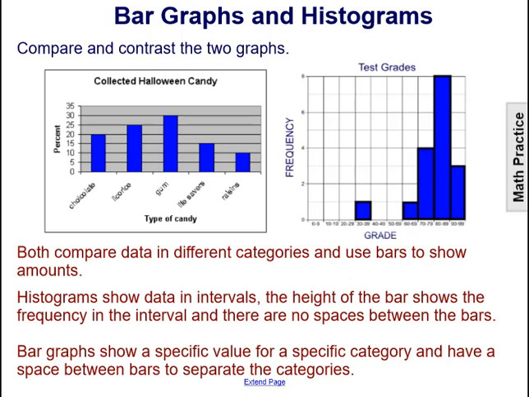So both graphs, a similarity is that they're comparing data in different categories and they're using bars to show the amounts. But histograms show data in intervals, where the height of the bar shows the frequency in the interval and there are no spaces between the bars. Bar graphs show a specific value for a specific category and have a space between the bars to separate the categories because that data is not continuous. So there is a difference between the histogram and a bar graph, even though they are both using bars.